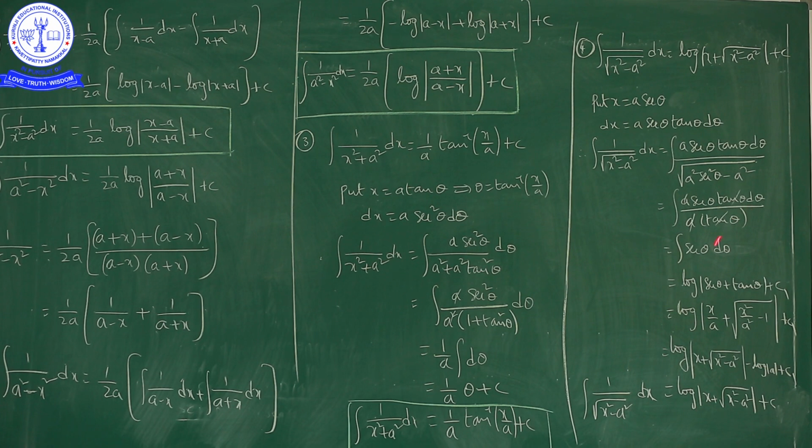So, integration of secant theta is log mod secant theta plus tan theta plus some constant. Okay. Now, from here secant theta is x by a, and tan theta is square root of secant square theta minus 1. Okay. Secant square theta is x by a whole square minus 1. Okay. By simplification we got integration of 1 by square root of x square minus a square dx is equal to log mod x plus square root of x square minus a square plus some constant.